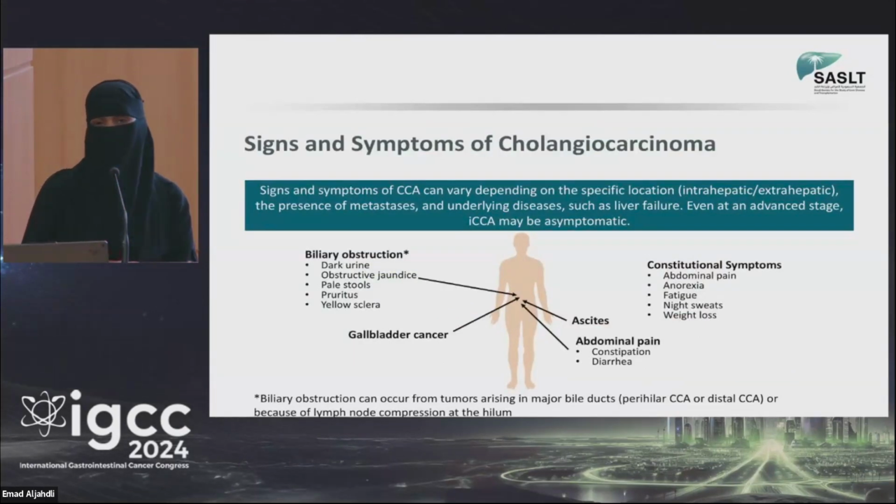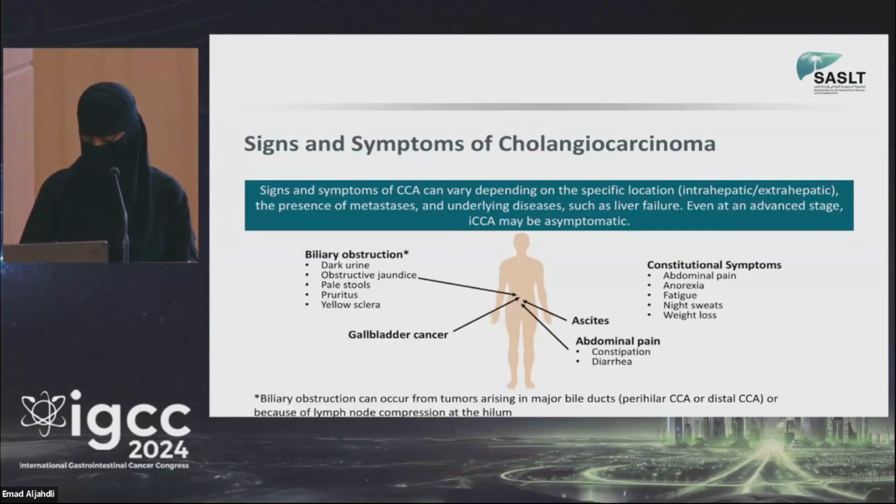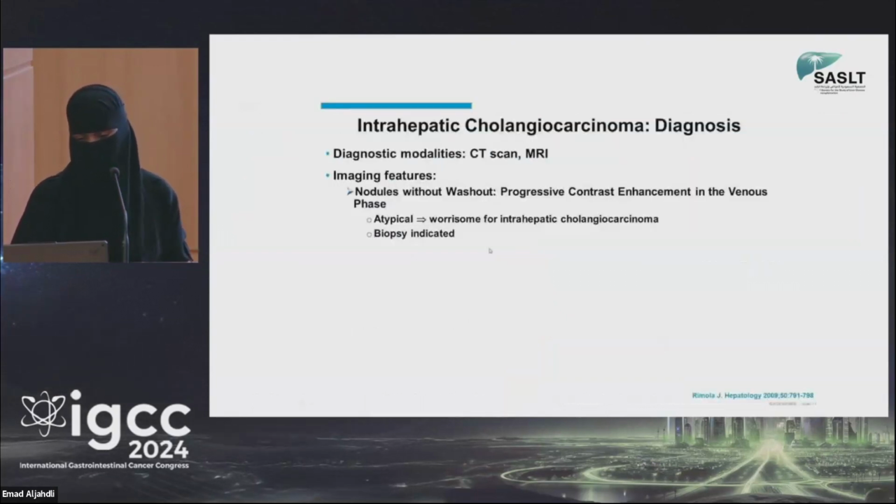Most of the patients are asymptomatic unless they have obstruction, in which case they show biliary obstruction symptoms: jaundice, stool and urine changes. Some patients with advanced disease tend to have constitutional symptoms like fatigue, abdominal pain, constipation, and diarrhea due to bile salt abnormality. Patients with advanced disease might have ascites, due either to liver decompensation or to metastasis to the peritoneum.